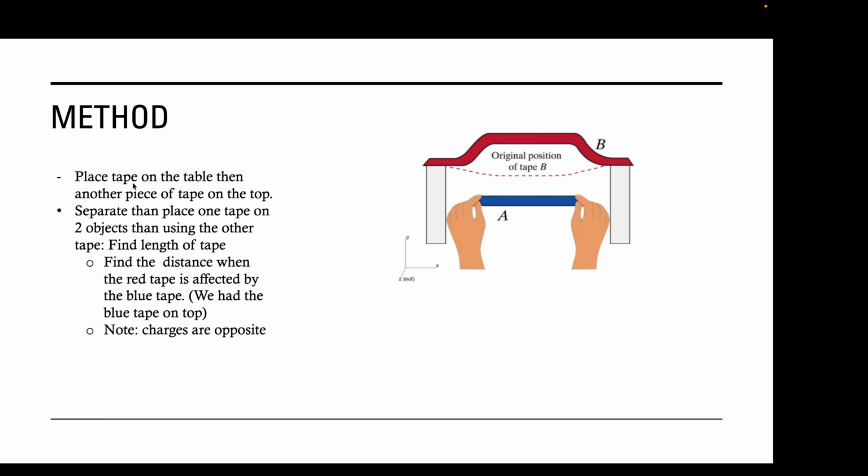The method is that we place a piece of tape on the table, then another piece of tape on top of that tape, and then once we take those two pieces of tape off, we separate them, in which they are charged. We then place the blue tape on the bottom or top, and then find the distance between them in which the red tape finally reacts. In this case, for our experiment, we have the blue tape here on the very top. Note the charges are opposite.